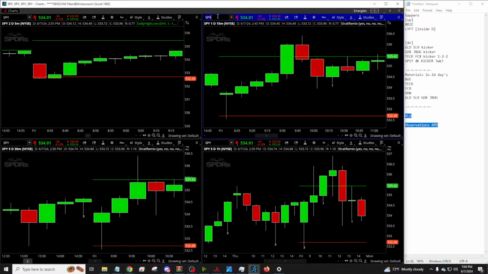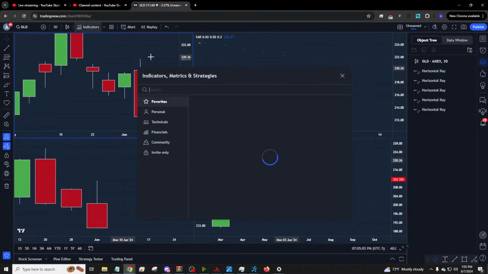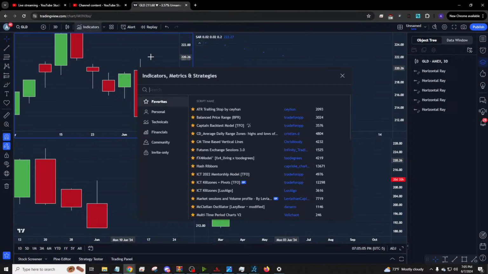Wait. I might be able to do it on Thinkorswim. We'll do it here. Looks nicer. Watermark.